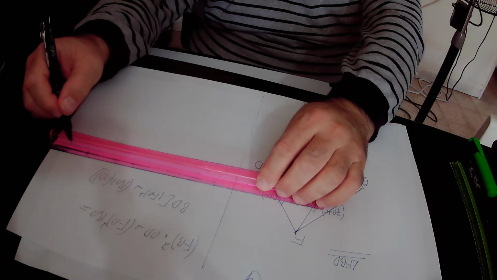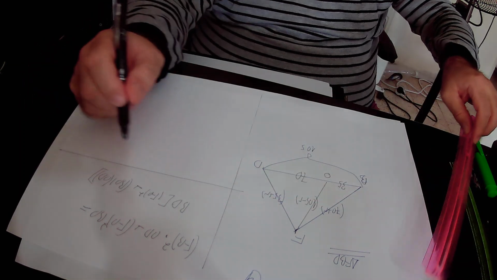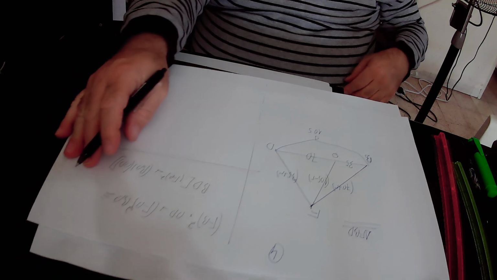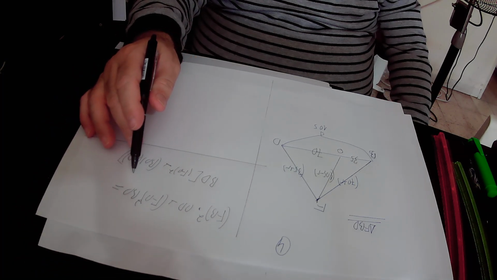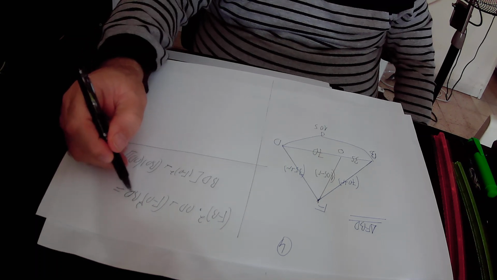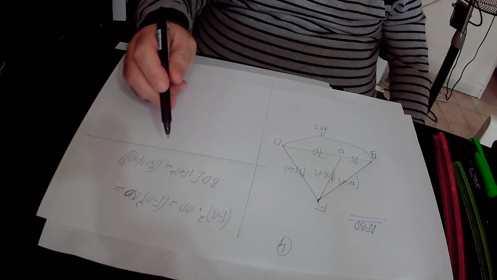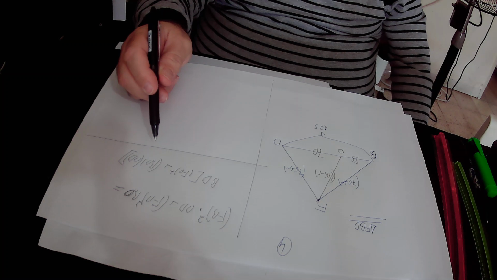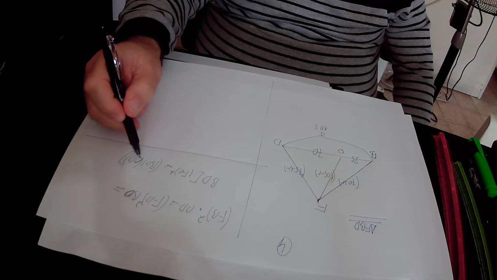So this equation is the implementation of Stewart's theorem in our triangle FBD. I repeat again: FB squared times OD plus FO squared times BO equals BD, and inside the brackets we have FO squared plus BO times OD.